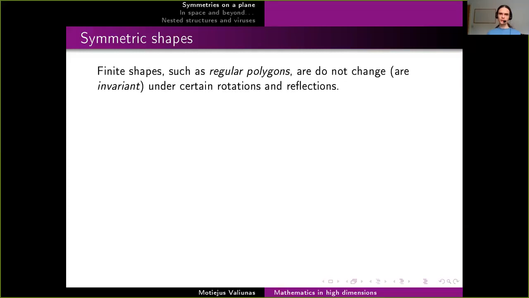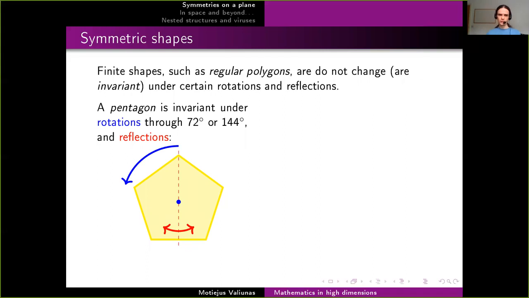We cannot have any rotation or any reflection of these things, but we can have some of them. For instance, if you have a pentagon, which is just a polygon with 5 vertices, we can rotate it 1/5 of the way around. That's what we can see in the blue arrow. And we can also flip it over like this on the plane.